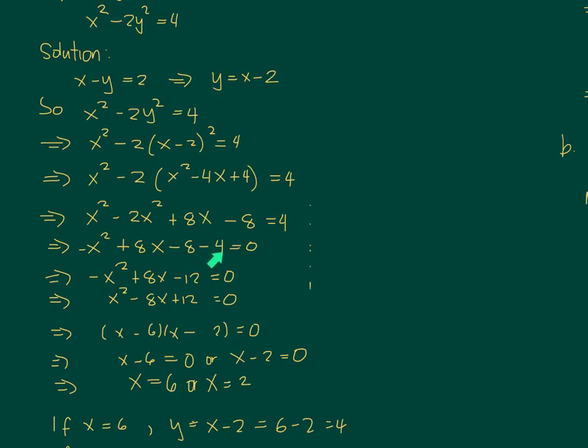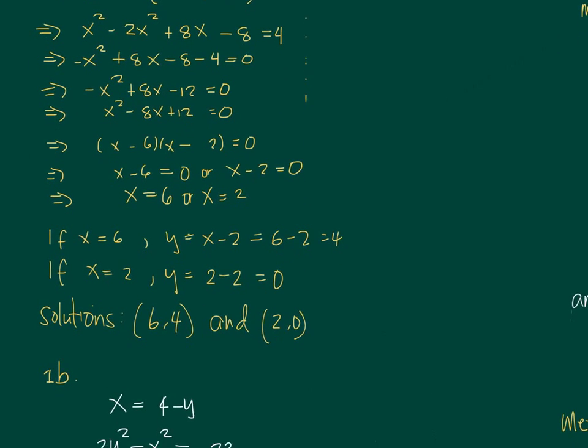So from here, we have negative x squared plus 8x minus 12, 12 coming from negative 8 and negative 4. And then if we want to factor this easily, we want to make the negative x squared positive, so we can multiply both sides by negative 1, so it becomes x squared minus 8x plus 12 equal to 0. Then you have x minus 6 and x minus 2 as the factors equal to 0. So this means x minus 6 is equal to 0, and x minus 2 is equal to 0, which eventually will give us x equals 6 or x equals 2.